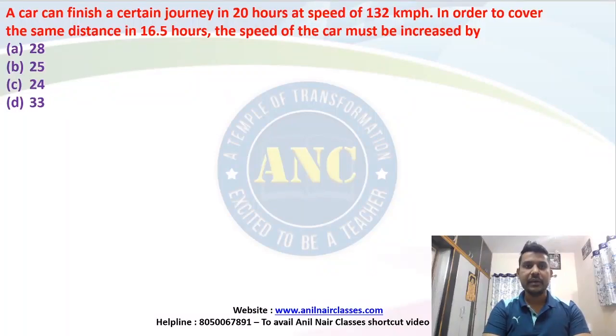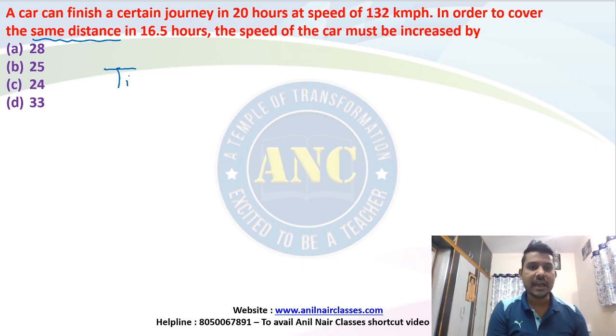Next question. A car can finish a journey in 20 hours at a speed of 132 kilometers per hour. In order to cover the same distance in 16.5 hours, same distance is nothing but distance is constant, the speed of the car must be increased by how much? Now see here, it's a very easy question.